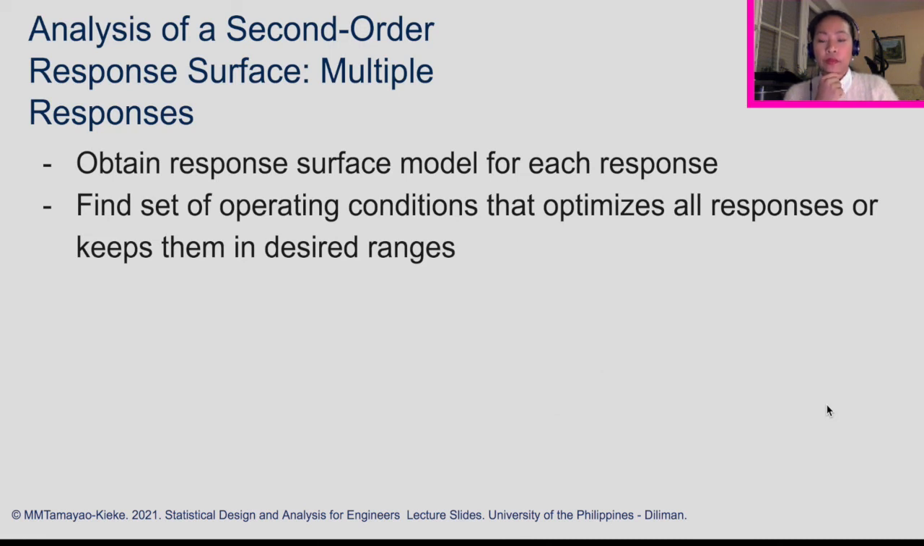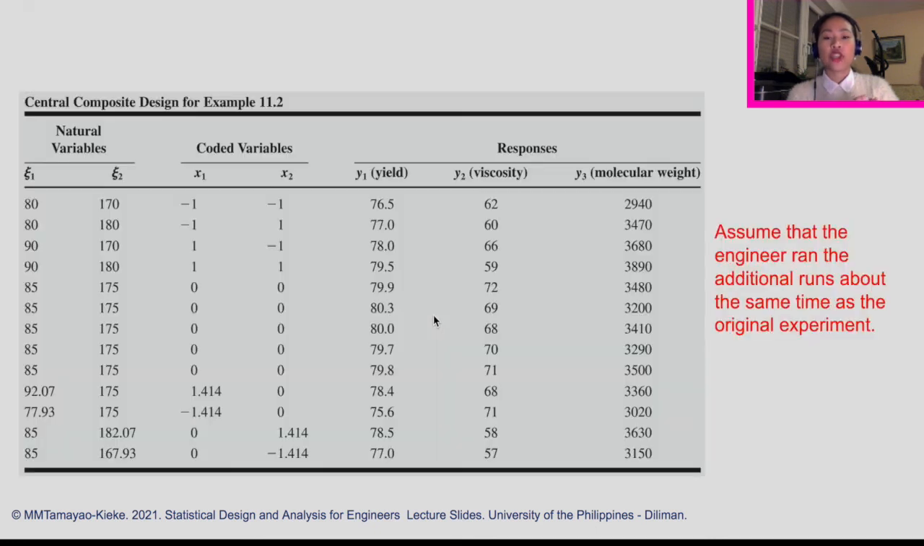Okay, so what if you are dealing with multiple responses? Of course, the first thing is you obtain the response surface model for each response. And then after that, you find the set of operating conditions that optimizes all the responses, or at least keeps them in the desired ranges.